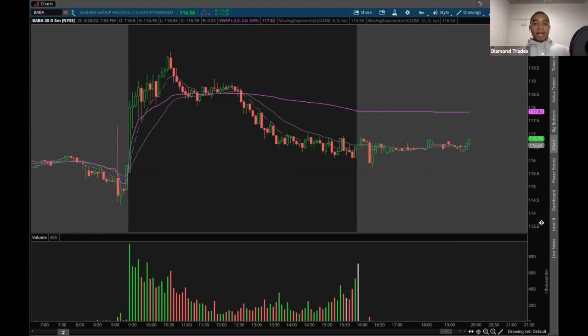Another framework that I like to apply for exiting my trades is when we get a 5-minute candle close over the 8 EMA, which is that dashed line right there. As you can see throughout the afternoon, we don't get that 5-minute close over the 8 EMA until this candle right here, right? And so that's another signal that would have allowed me to exit this position, right?